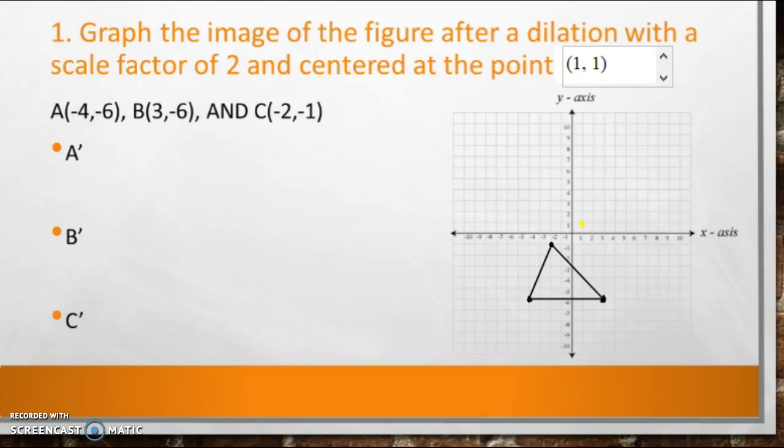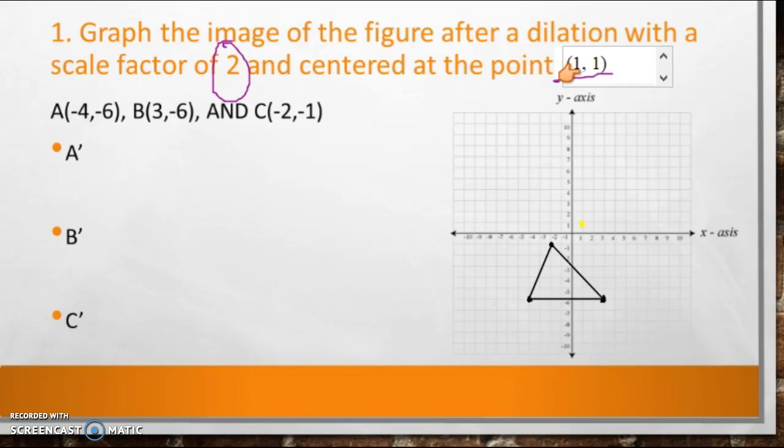Okay, so the first one, I think the first one's actually one of the harder ones. Graph the image of the figure after a dilation with a scale factor of 2 centered at (1, 1). I already graphed the original. This is not our final picture. This is the original triangle. I just plotted those 3 points and I plotted my center.